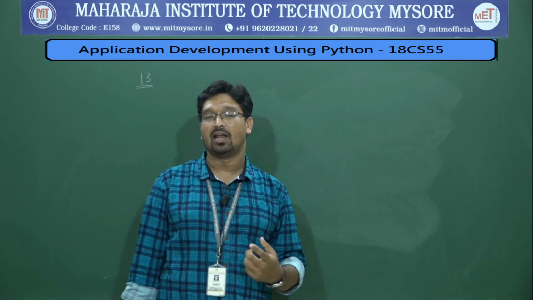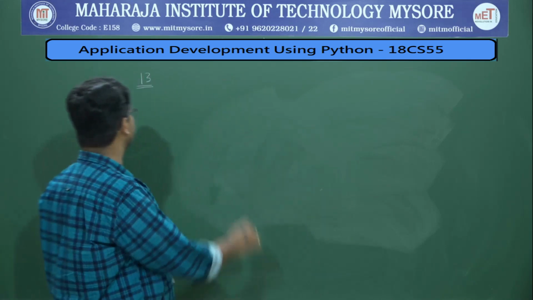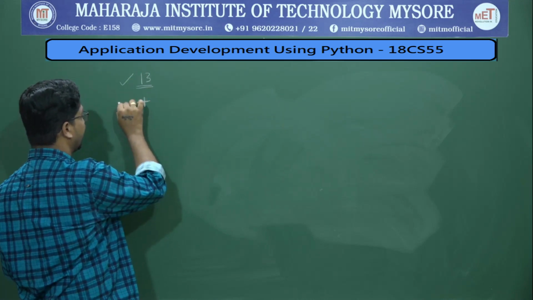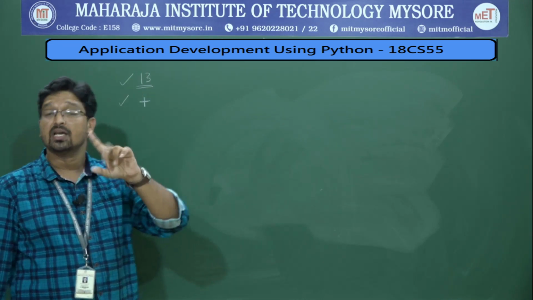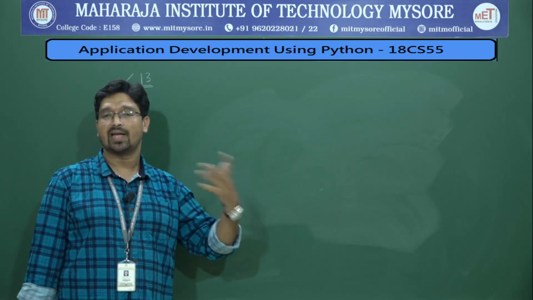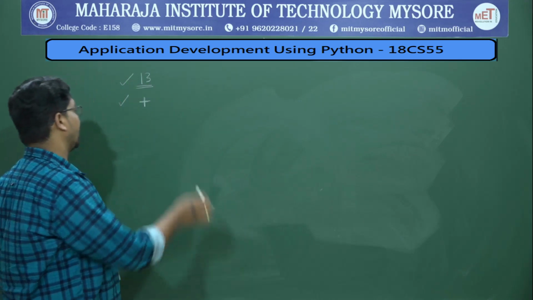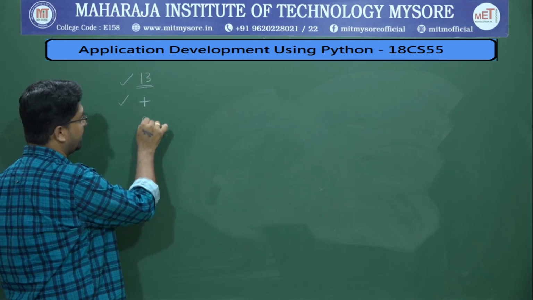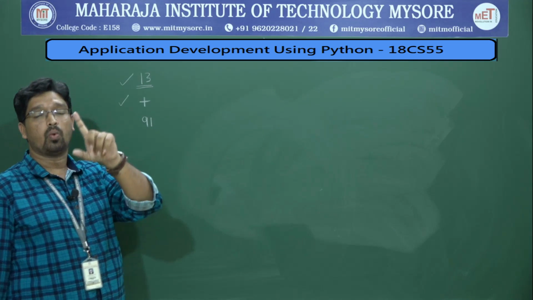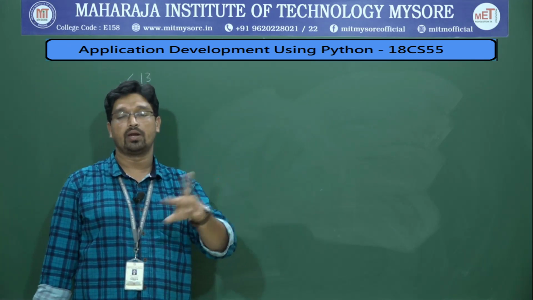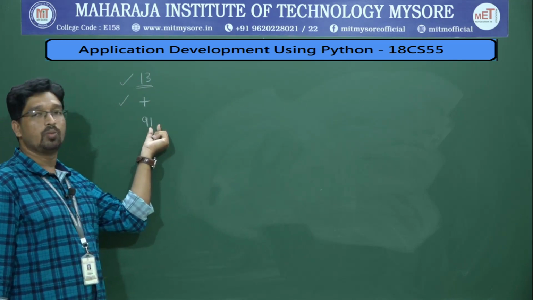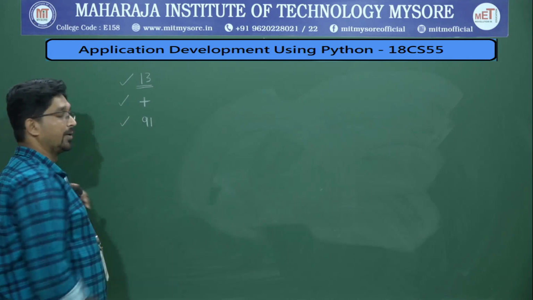What is the second level of checking? Whether the first character is the plus symbol. If it is any other character, then it is not valid. Then next, the second and third characters should be 9 1. It cannot be interchanged; 1 9 is also false. The second character should be 9 and the third character should be 1. That is the third checking.